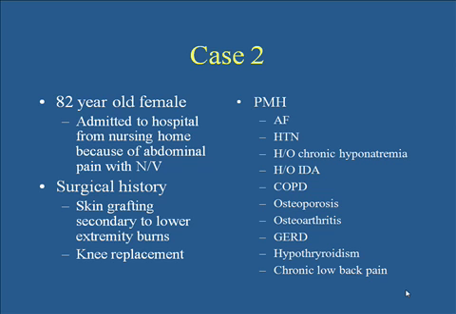Second case is one of an 82-year-old female. She came into our inpatient service, the family medicine service, admitted to the hospital from a nursing home because of abdominal pain with nausea and vomiting. Surgical history, she had skin grafting secondary to lower extremity burns, as well as knee replacement. Past medical history is listed there on the right. As you can tell, she has a lot of different chronic medical problems, including chronic low back pain, but nonetheless, that's her list that you can look through.